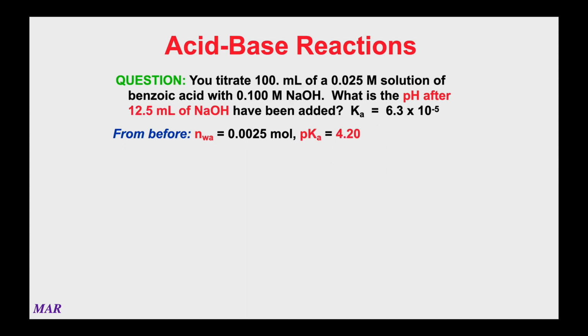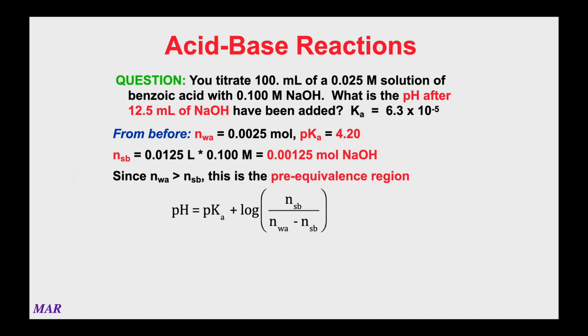Let's figure out the pH after 12.5 milliliters of sodium hydroxide have been added. Now, on the last slide, we saw that the moles of weak acid were 0.0025 moles, and pKa was 4.20. So let's figure out now the moles of sodium hydroxide. Moles of sodium hydroxide, 0.0125 liters times 0.1, 0.00125. So this is pre-equivalence, moles of base less than moles of weak acid.